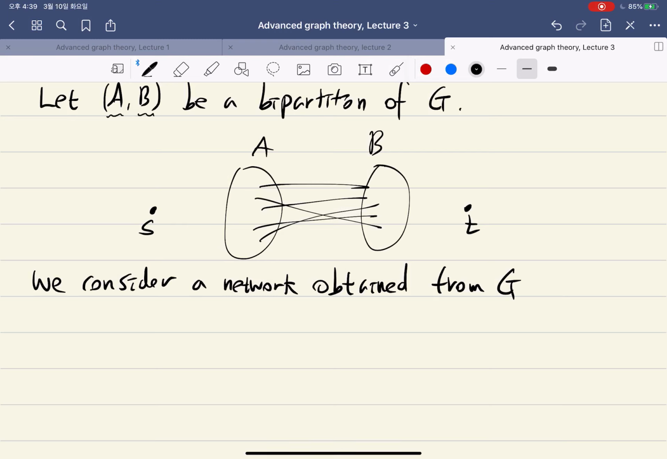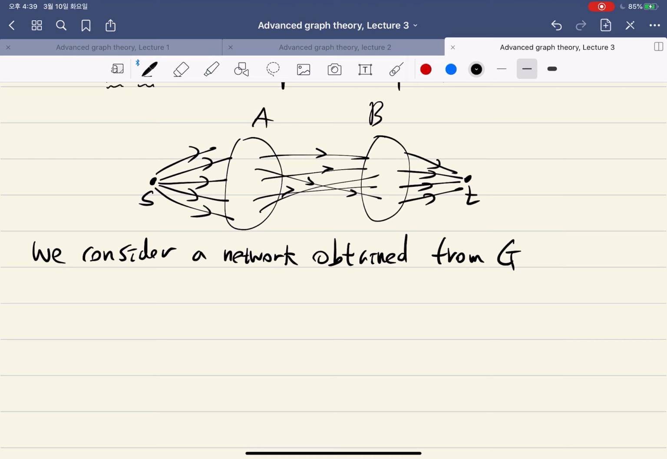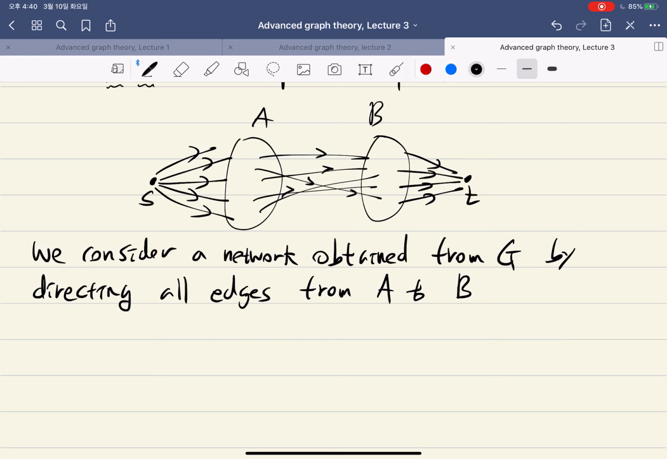And then one is connected to all the vertices in A, and one is connected from all the vertices in B. And then we orient all the edges from A to B. So we consider a network obtained from G by directing all edges from A to B. Because this is bipartite, every edge has one end in A and one end in B. So this defines the direction in a consistent way. All the edges now have a direction.